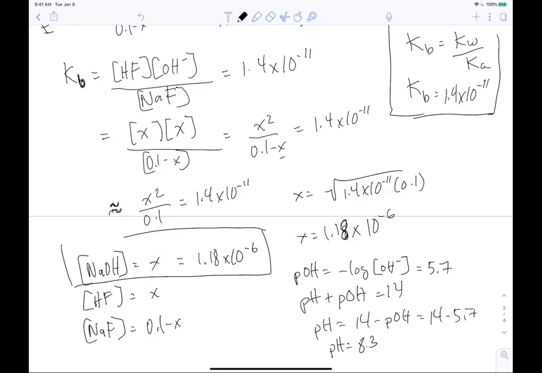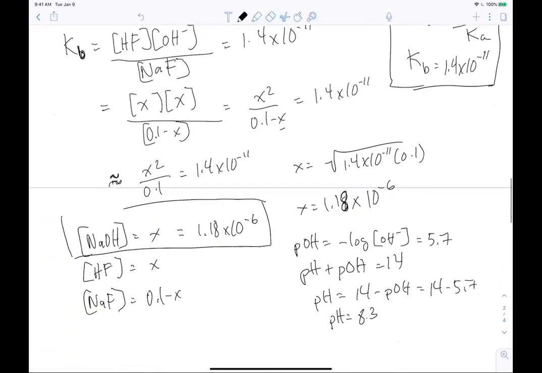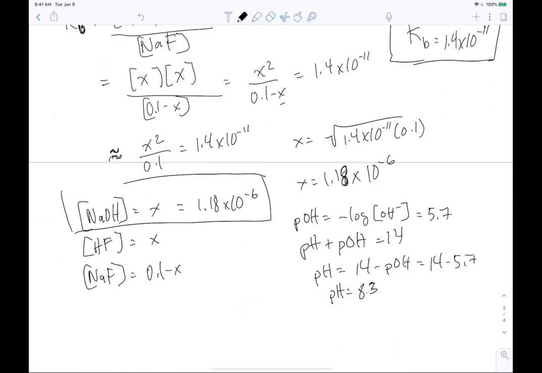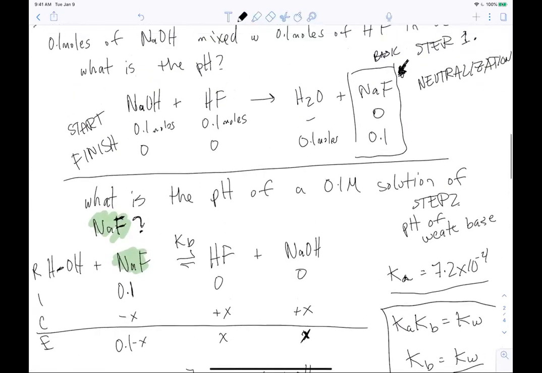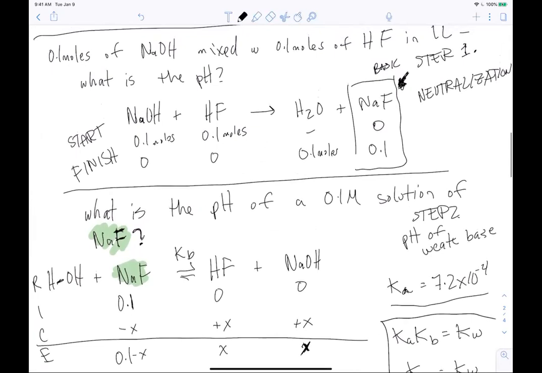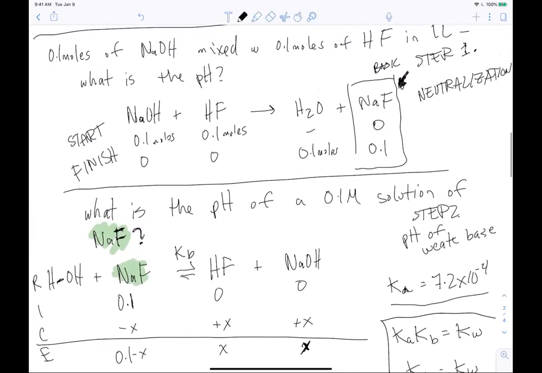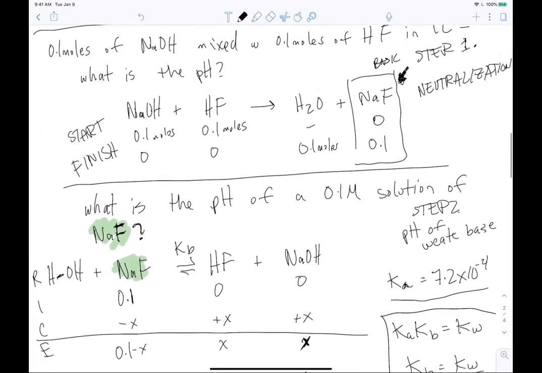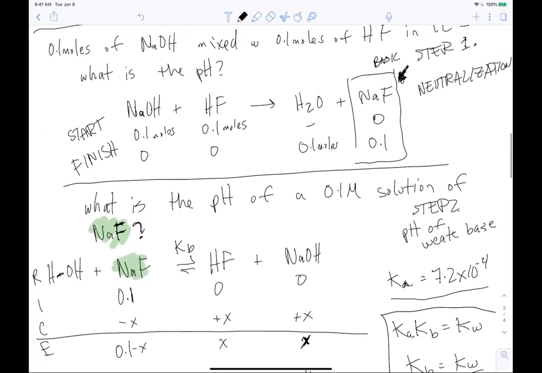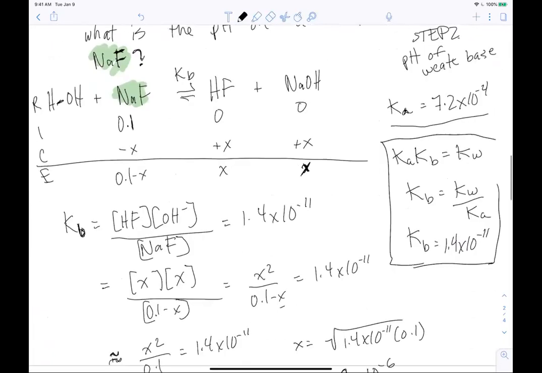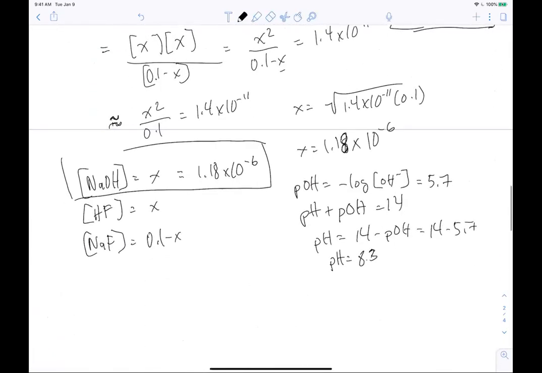Okay, so I'll answer your questions in a second. The pH here is 8.3. I can quickly check to make sure that it makes sense. I know I formed a basic salt, so I expect my solution to be slightly basic. And indeed, it is slightly basic. A pH of 8.3 is just above a neutral pH.